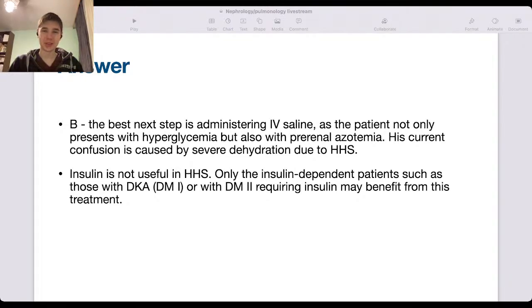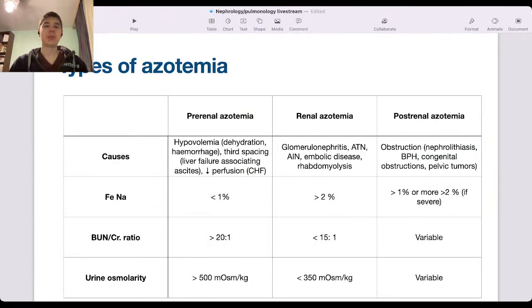Exactly, superbly. Okay, so let's recap. There are three types of azotemia. The prerenal azotemia is caused by hypovolemia, which can be caused either by dehydration, as in the previous case, or hemorrhage. It can be caused by third spacing. In the case of liver failure, we have ascites, or by decreased perfusion, such as in congestive heart failure. Renal azotemia is caused by glomerulonephritis, acute tubular nephritis, acute interstitial nephritis, embolic disease, and rhabdomyolysis. In the case of postrenal azotemia, frequently we have obstructions, nephrolithiasis, BPH, congenital obstructions, or pelvic tumors.